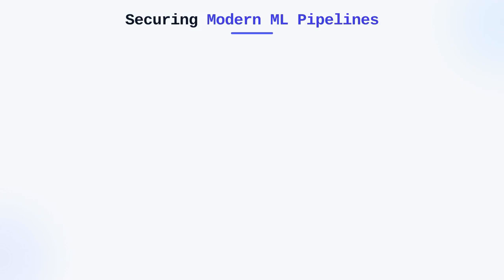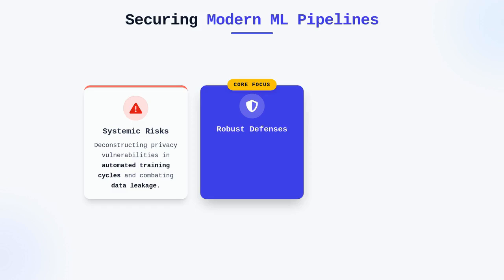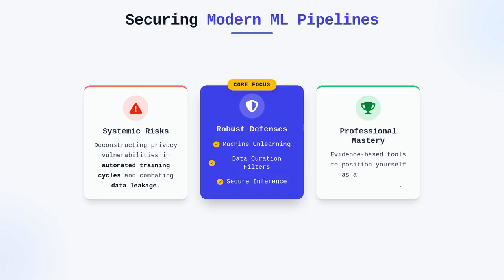In this chapter, you will master the essential techniques required to secure modern machine learning pipelines, including large language models and deep neural networks. We are going to deconstruct the systemic privacy risks inherent in automated training cycles and investigate how to build robust defenses against data leakage. By the end of this curriculum, you will possess the specialized knowledge required to implement machine unlearning, data curation filters, and secure inference environments that meet the highest privacy standards. If you want to position yourself as a leader in technical privacy, this chapter provides the rigorous, evidence-based tools you need to succeed.